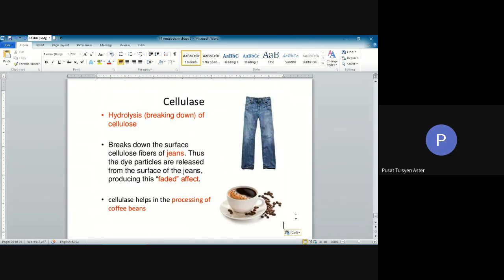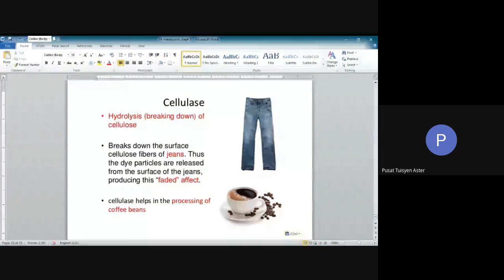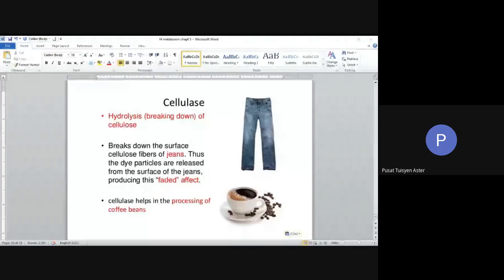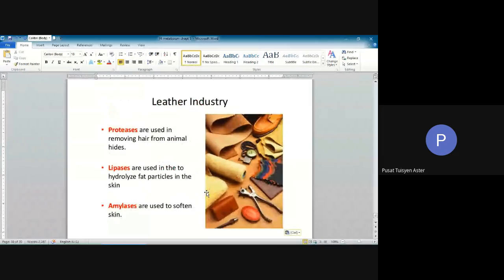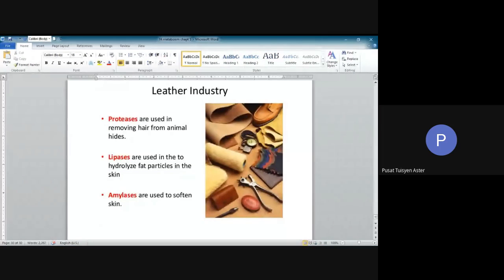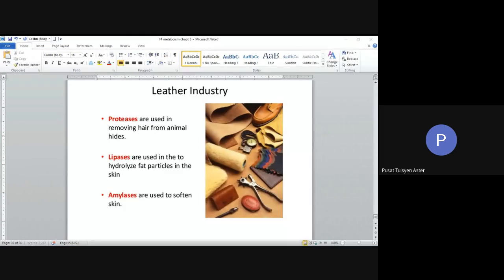Cellulase also helps in processing the coffee beans. The coffee we drink has cellulase to break down the coffee beans. This is the leather industry, how these enzymes are used. Amylases are used to soften the skin, lipase to hydrolyze the fat, and protease to remove the hair from the animal. Look at the names: lipase, lipid; amylase, starch; protease, protein. From the name of the enzyme, you can probably know what the substrate is, what might be the function, and what it is used for. That is why it's important to understand it.